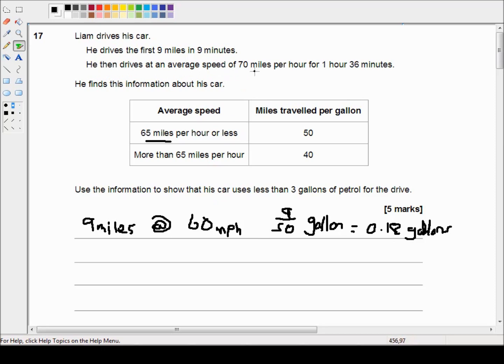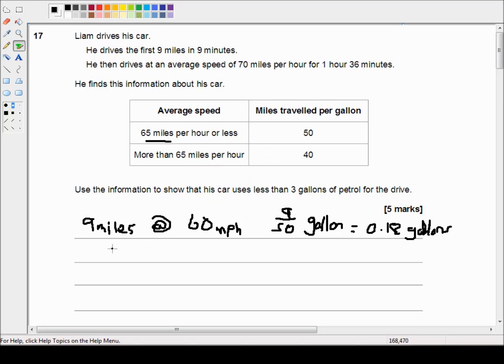He then drives at an average speed of 70 miles per hour for 1 hour and 36 minutes. Okay, well that average speed of 70 miles per hour could be a little bit concerning. He might only travel at 60 miles per hour for an hour, and then he might absolutely gun it for the next 36 minutes to bring his average speed up to 70 miles an hour. So he might not always be getting 40 miles per gallon. He might be getting 50 miles per gallon. But that's all right, because we're looking at what's the maximum amount of petrol he could possibly use. So if he does travel below 70 miles per hour and then speeds up, he'll be using less petrol than if he was going 70 miles an hour solid for the entire 1 hour 36 minutes.